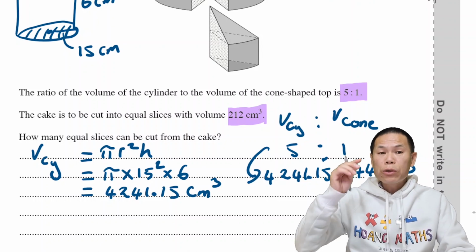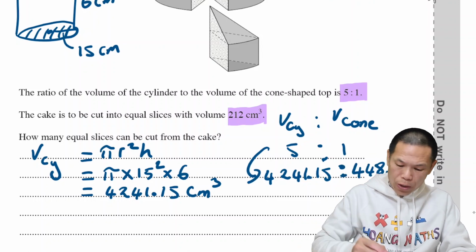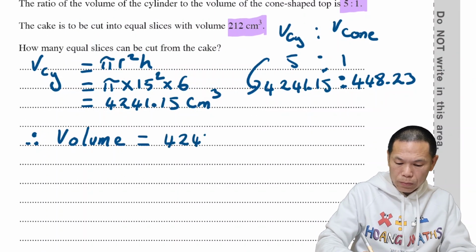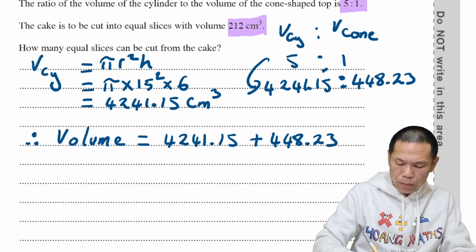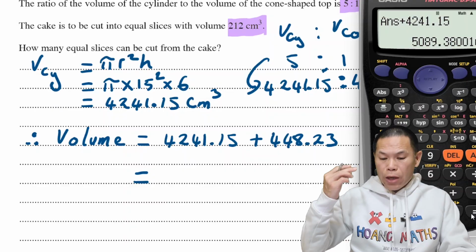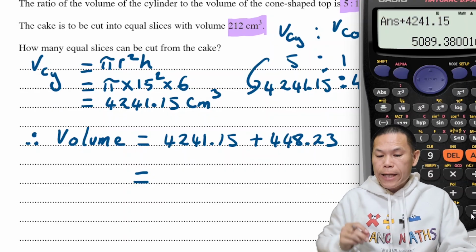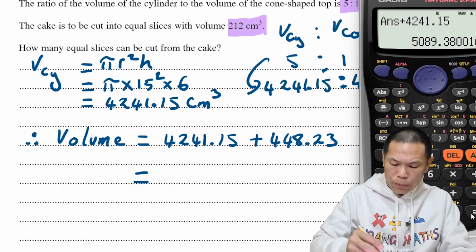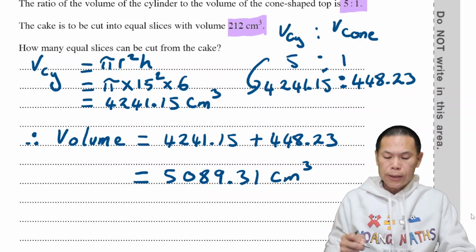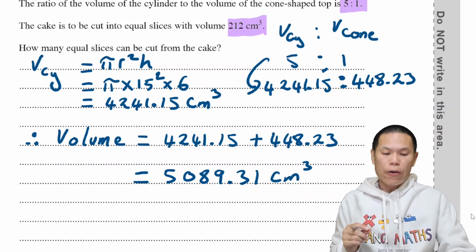So there you go. So now we just add these two volumes together. Therefore, I just go answer plus 4241.15. There you go. 5089.38 will do. 5089.31 cubic centimeters. This is the total volume of the cake.